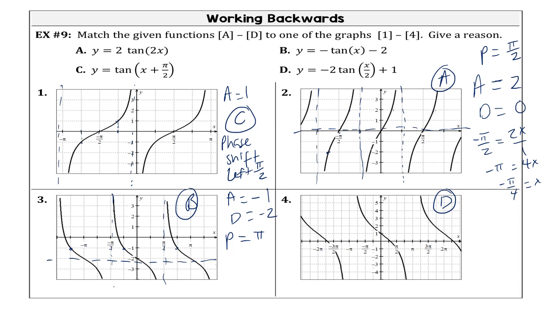So our A has to be negative, okay? And then we're going to find our midline. Our midline is at 1, it appears. So we're now at 1. So we know D equals +1.